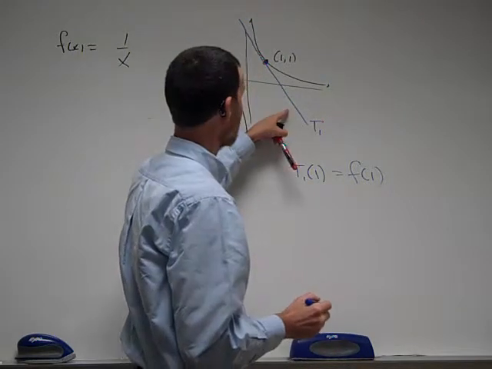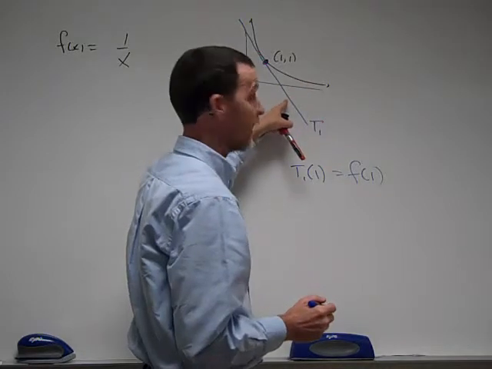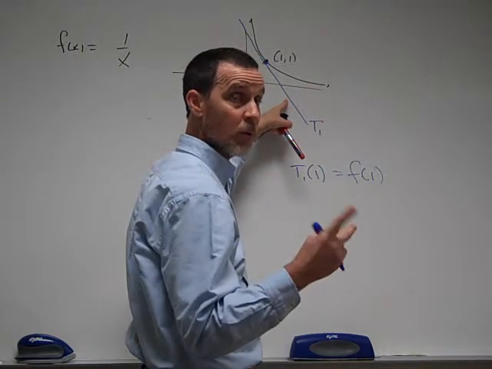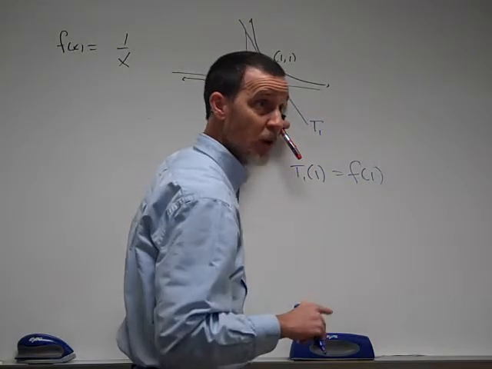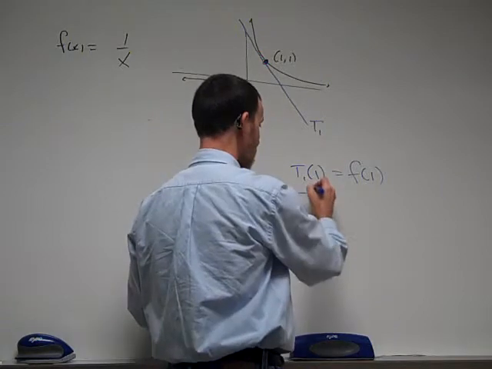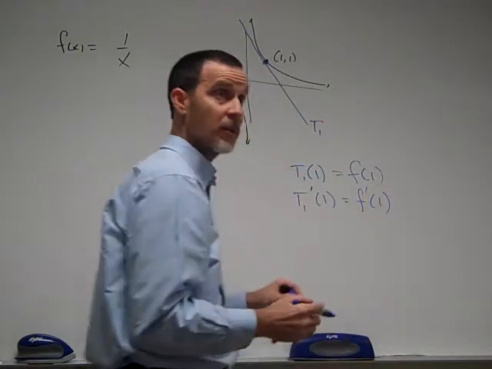Now, how are we going to find this? You're going to take the derivative of this function, right? And you're going to make that be the slope of this line. So they have something else in common: they have the same slope. So how do I say that mathematically? I say T1 prime at 1 is going to equal f prime at 1, correct?